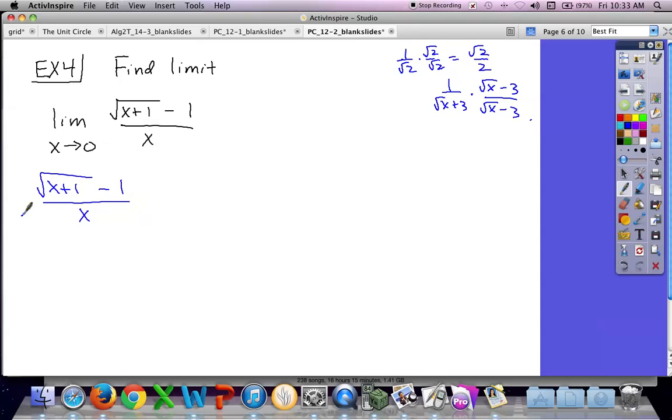Okay, the rationalizing technique says multiply by the conjugate of that term that has a radical in it. So what will be the conjugate of that term? The square root of x plus 1 plus 1. Just change the sign. But if you do that in the numerator, you've got to do that in the denominator.